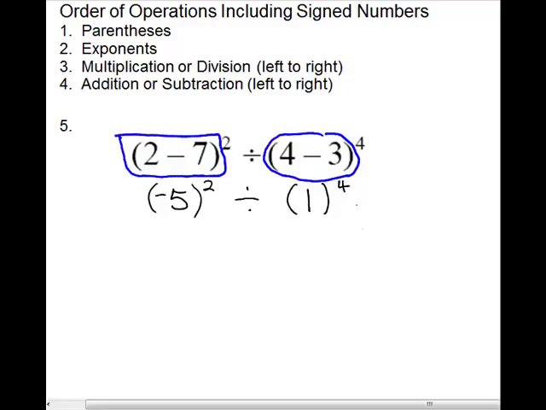And now we can do our exponents. This is why we had to keep the parentheses on the first one. Originally, the sign is on the inside. It should still be the same as the original. So negative 5 times negative 5 will give us positive 25. Divided by 1 to the 4th is 1 times 1 times 1 times 1, which is still 1. 25 divided by 1 gives us 25.